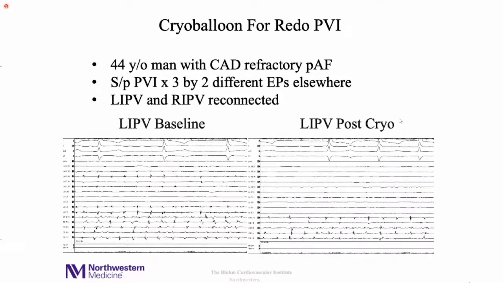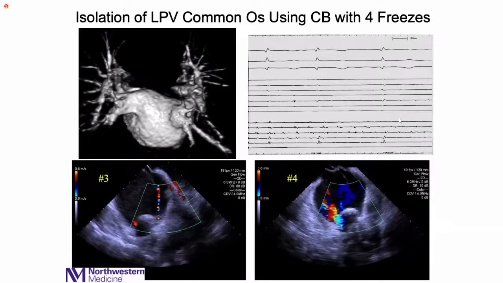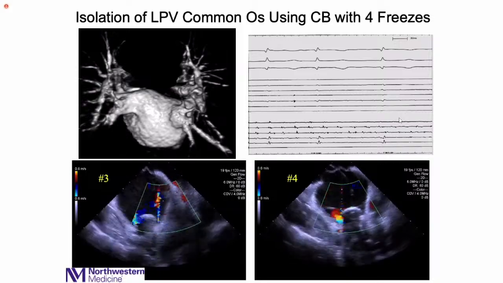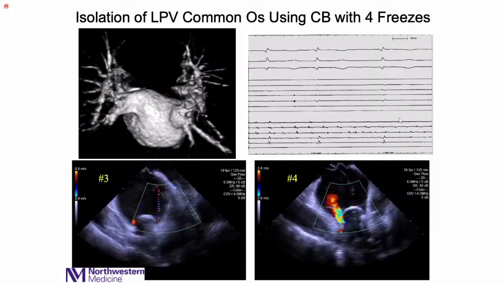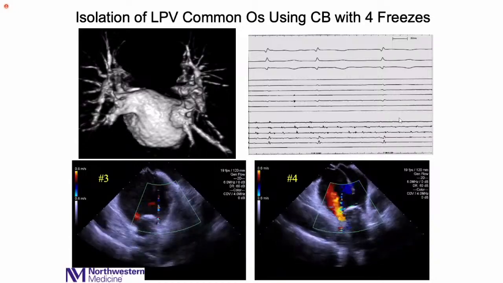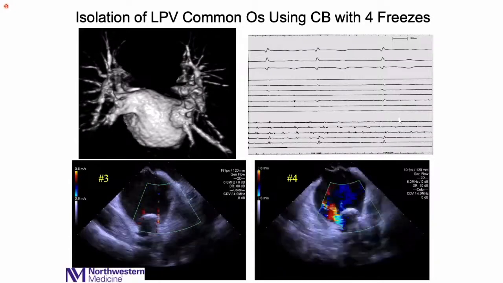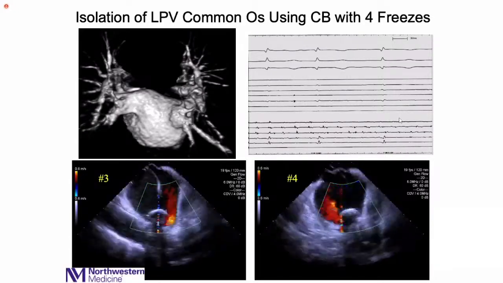So the tool is useful for first-time PVI, but it's also a useful tool, I think, for redo PVIs, and we've published some papers on using it for PV-dependent left atrial flutters. It can also be used for challenging anatomies. We routinely get pre-procedural imaging. I think it's helpful. I showed a case yesterday where there was a true right middle vein that we had to put the balloon in to isolate the right-sided veins.